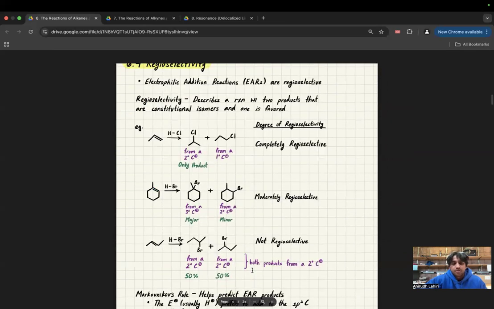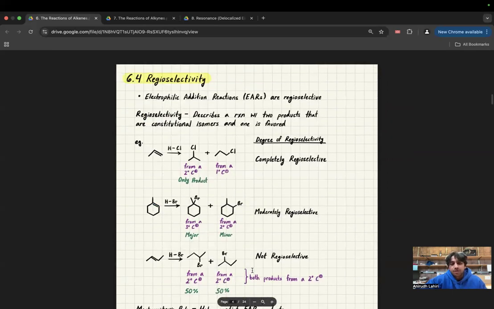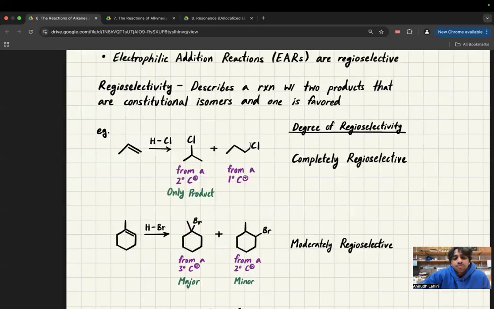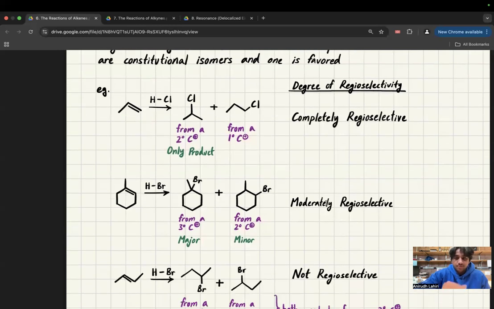Regioselectivity. So electrophilic addition reactions are very regioselective. So what does regioselective mean? Regioselective just means there's a region for which we select, right? So if we look here, this would be formed from a primary carbocation. This would be formed from a secondary carbocation. It's regioselective because there's a region for which it selects. Here is an example of something that's also regioselective, but moderately so, because it would rather form here. There's a region that this Br would rather be on, right? For here versus here.